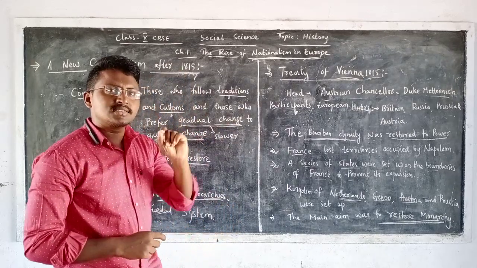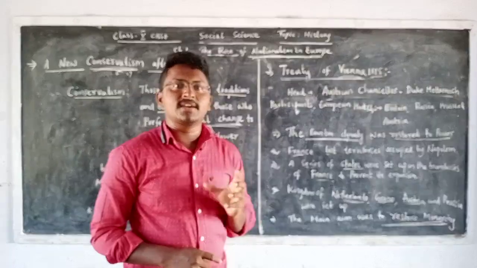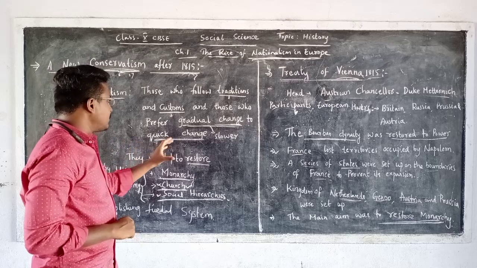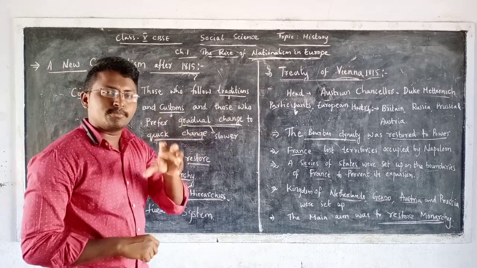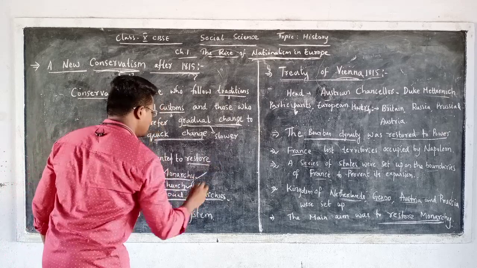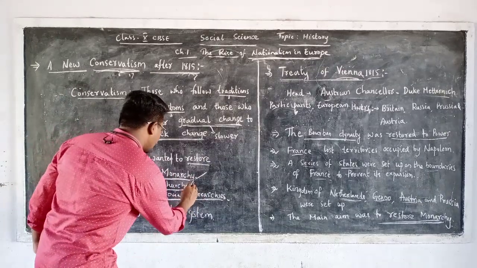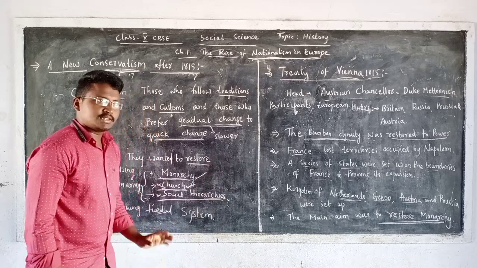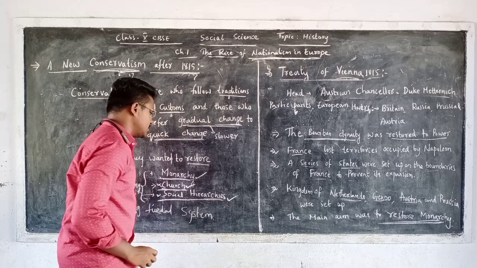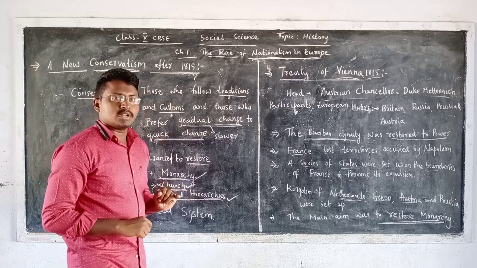Then, who were these conservatives? What were they trying to restore, what were they trying to bring in Europe? Basically, these conservatives were trying to bring back some of the things. They wanted to bring back the monarchy form of government. They also wanted to give power to the church, and at the same time they also wanted to bring back social hierarchies.